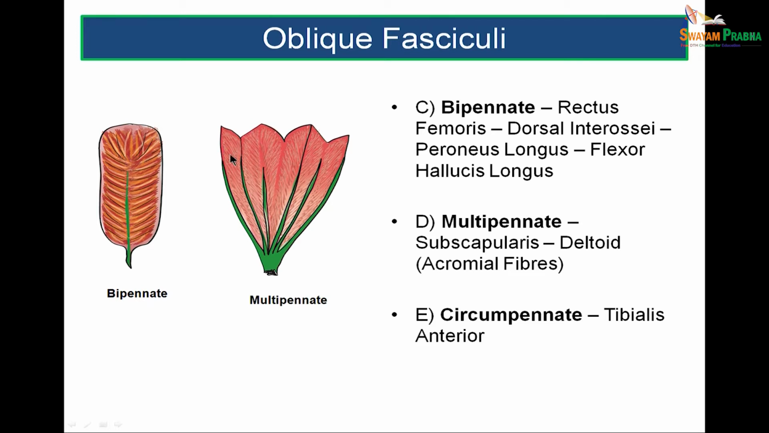Multipennate, here this becomes most powerfully packed with lot of fibers going to tendinous intersections here, and the example of a multipennate which everyone knows about is the large deltoid muscle of the shoulder, especially the acromial fibers. There is another type of pennation called circumpennate seen in the leg tibialis anterior muscle.